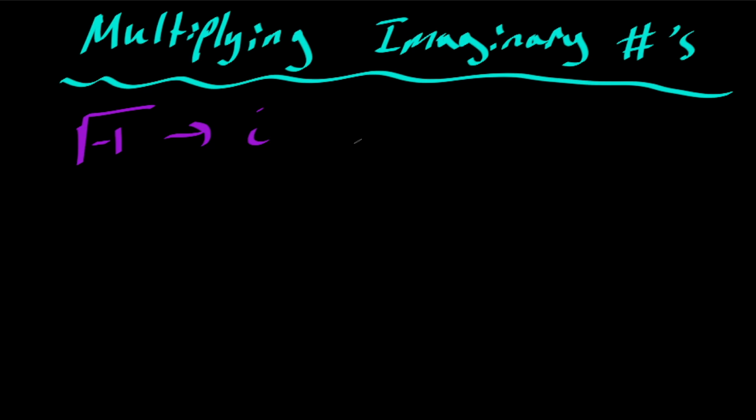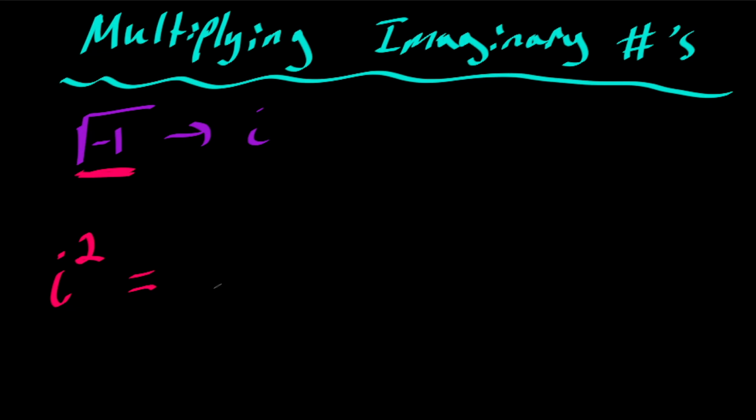So in this video, we're going to look at multiplying imaginary numbers. And the first thing we want to look at is a core principle in imaginary numbers, which is that the square root of -1 is equal to i. But now let's see if we can figure out what i squared is equal to.